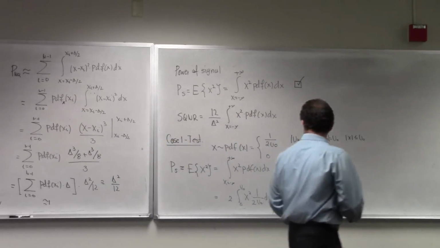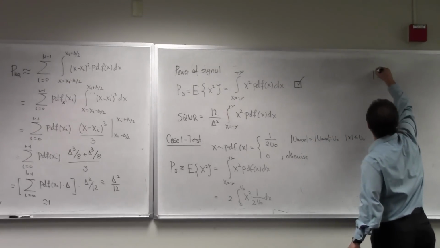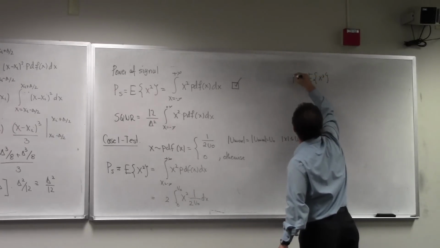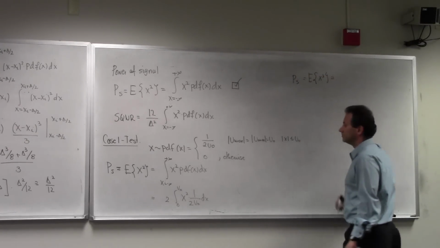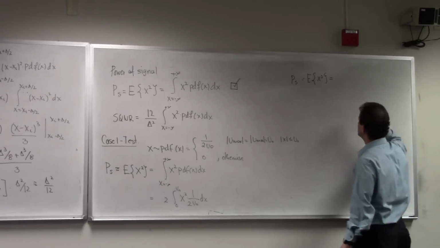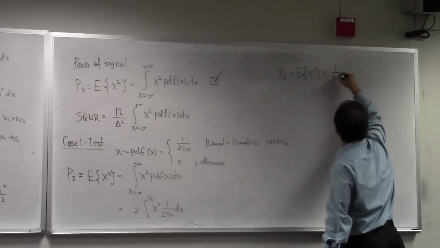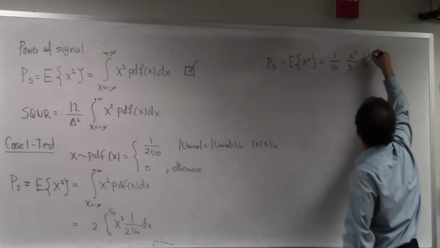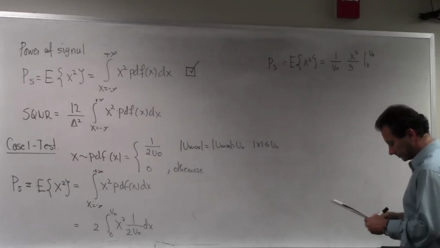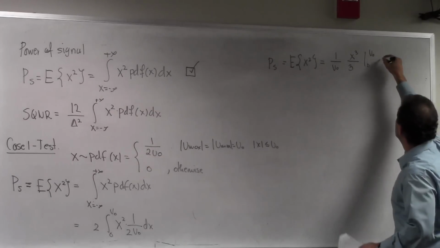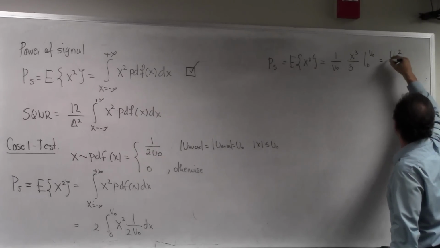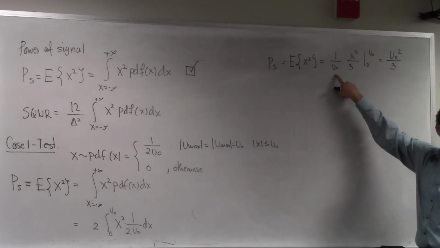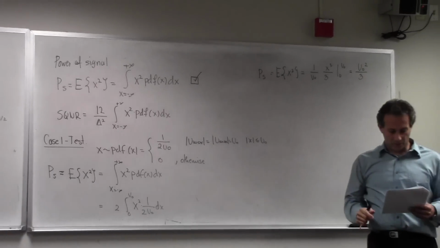This integral is very easy to evaluate. So the expected value of x squared, which is the power of your signal, is going to be: 2 and 2 cancel, 1 over u0 comes outside, and this is x cubed over 3 between 0 and u0. So this gives you u0 squared over 3, because the 1 over u0 is going to cancel with the u0 here. So that's the power of your signal.